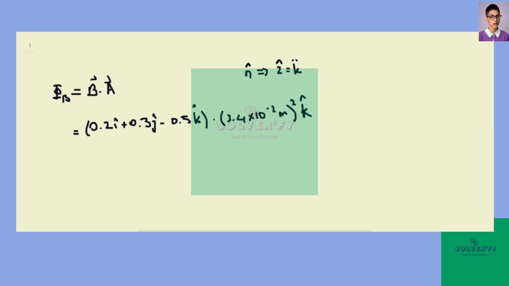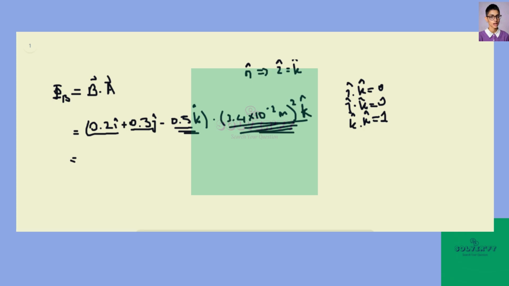Now we can basically do the dot product. Let's remember this means we're multiplying the first term with this one, and the second term with the second term, again multiplied by the k hat component, and the third term multiplied by the k hat component. As you remember, i hat dot k hat is going to give you 0. J hat dot k hat is also going to give you 0. The only term that survives here is this multiplied by the area vector, because k hat times k hat is going to give us 1.